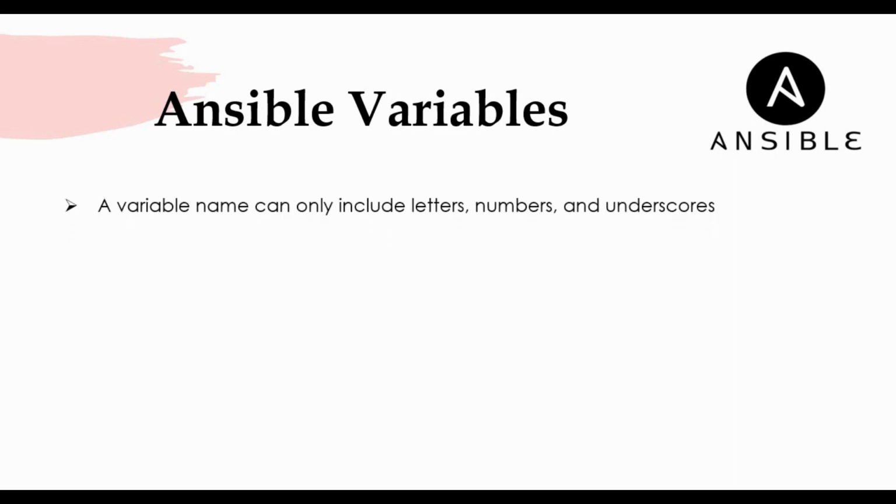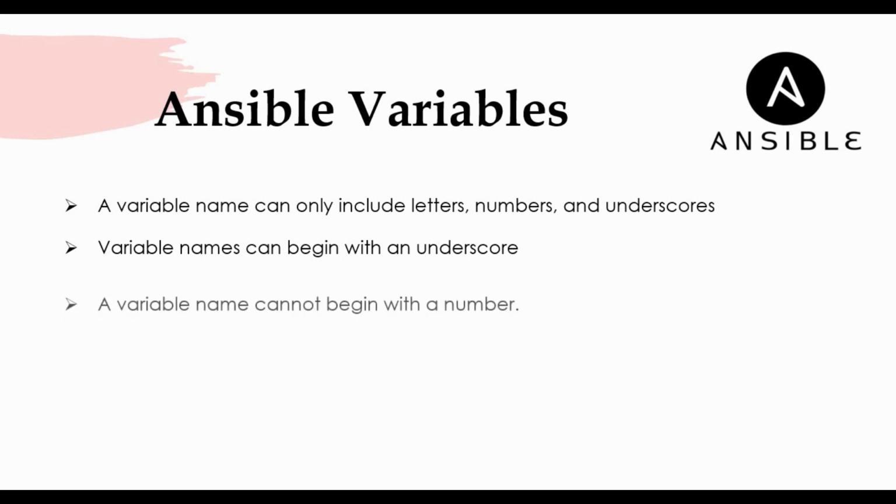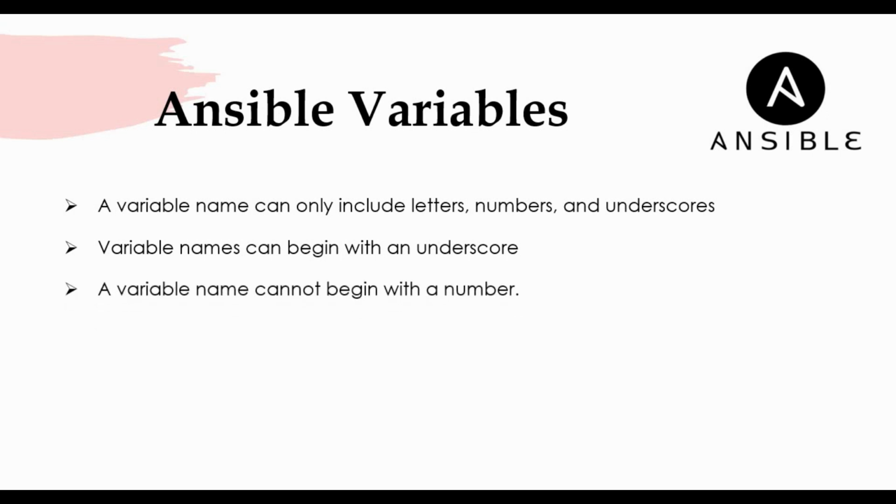These are some characteristics of variables. A variable name can only include letters, numbers and underscore. An Ansible variable name can begin with an underscore, but it cannot begin with any other special characters. Also, a variable name cannot begin with a number, so it cannot start with a number for a variable which we want to use.